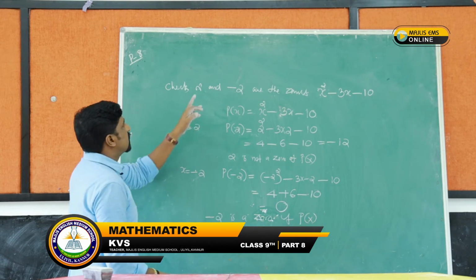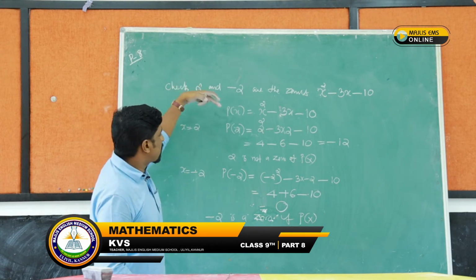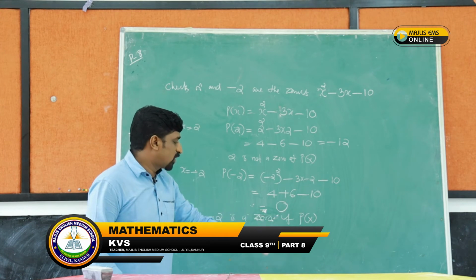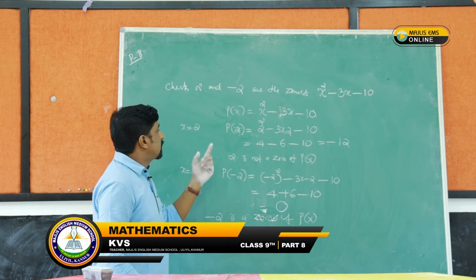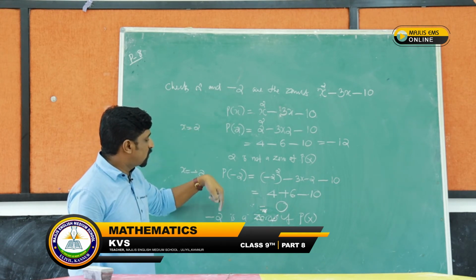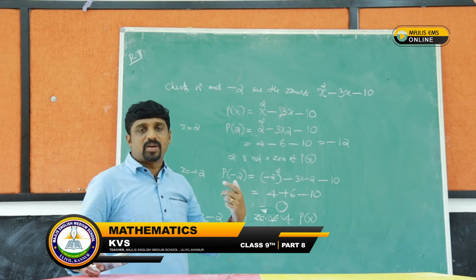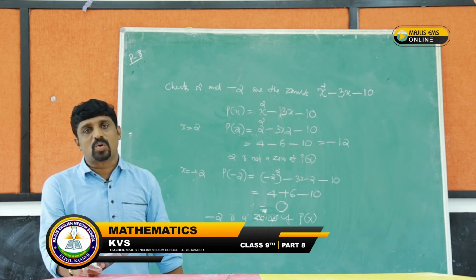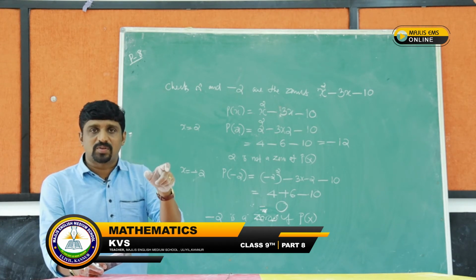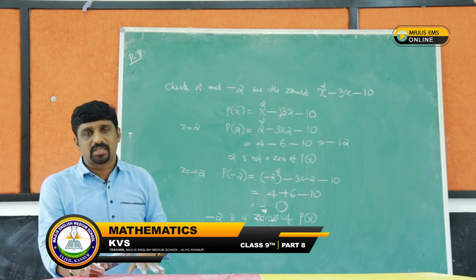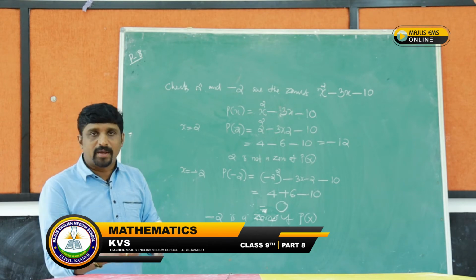You need to check 2 and minus 2. 2 is not a 0, minus 2 is a 0. We got it like that, okay? 2 is not a 0 and minus 2 is a 0 of p of x. Like that we can conclude. We can check whether a number is a 0 or not, so we substitute the values x equal to 2 and minus 2 like this. Then we get the answer. Okay?